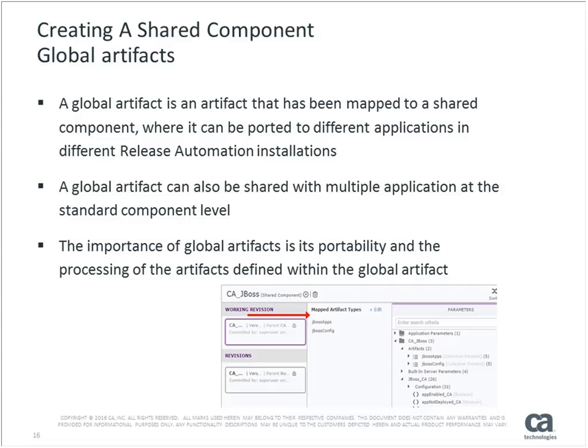And because it's global in nature, it can be shared by multiple applications instead of just one application having exclusive use of the particular artifact. Here, it's global and it can be shared by multiple applications as it's being used, and it's accessed just like a standard component. And the importance here is the portability. It makes the artifact portable, and it allows the processing of this given artifact to be run from the shared component and used throughout the different release automation applications.